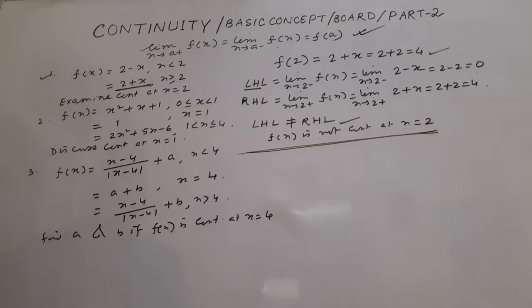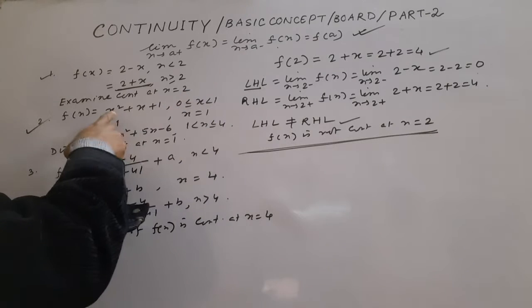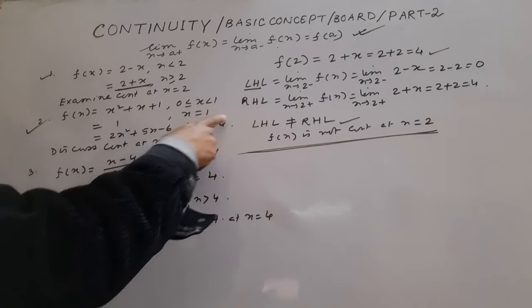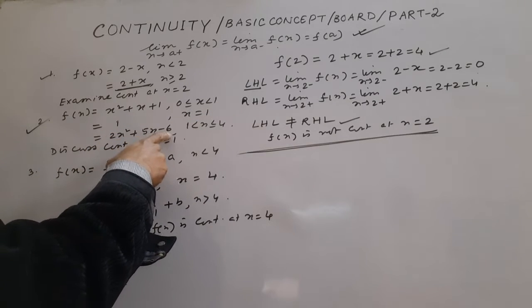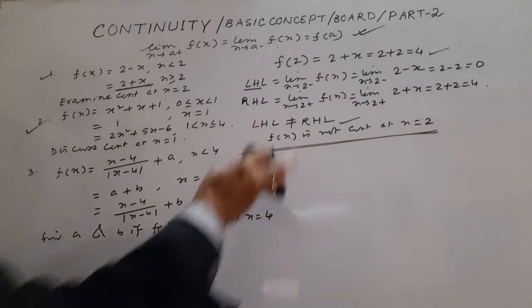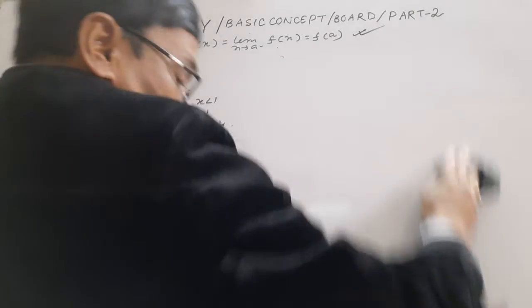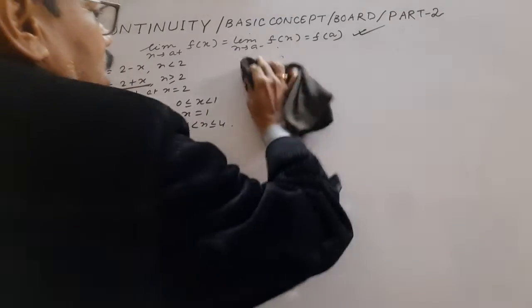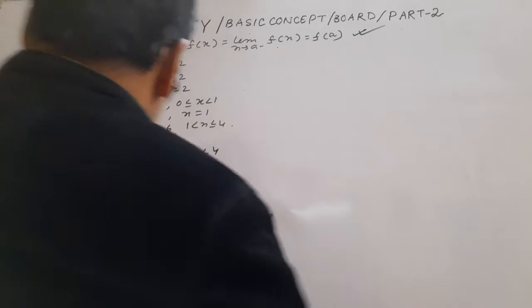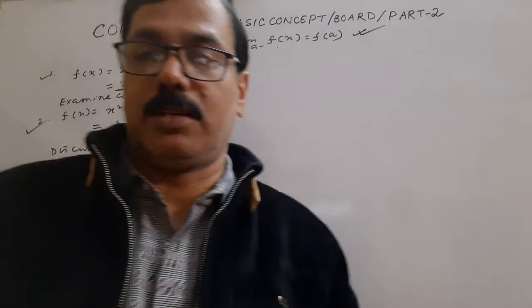Then problem number 2. The function is given as x square plus x plus 1 for 0 to 1, at x equals 1 this is 1, and 2x square plus 5x minus 6 for 1 not included but 4 included. You must see the restriction. So, you see the language. What is the language? Discuss continuity at x equals 1.